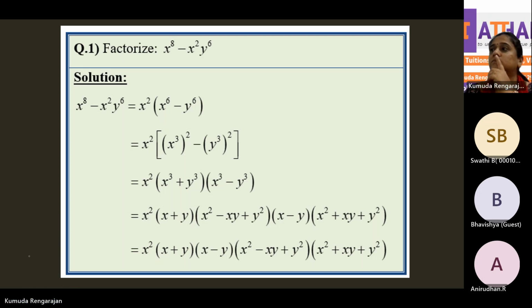Finished? Vishya, Swati, and Aniruddhan, finished writing? Done, yes, ma'am. Okay.